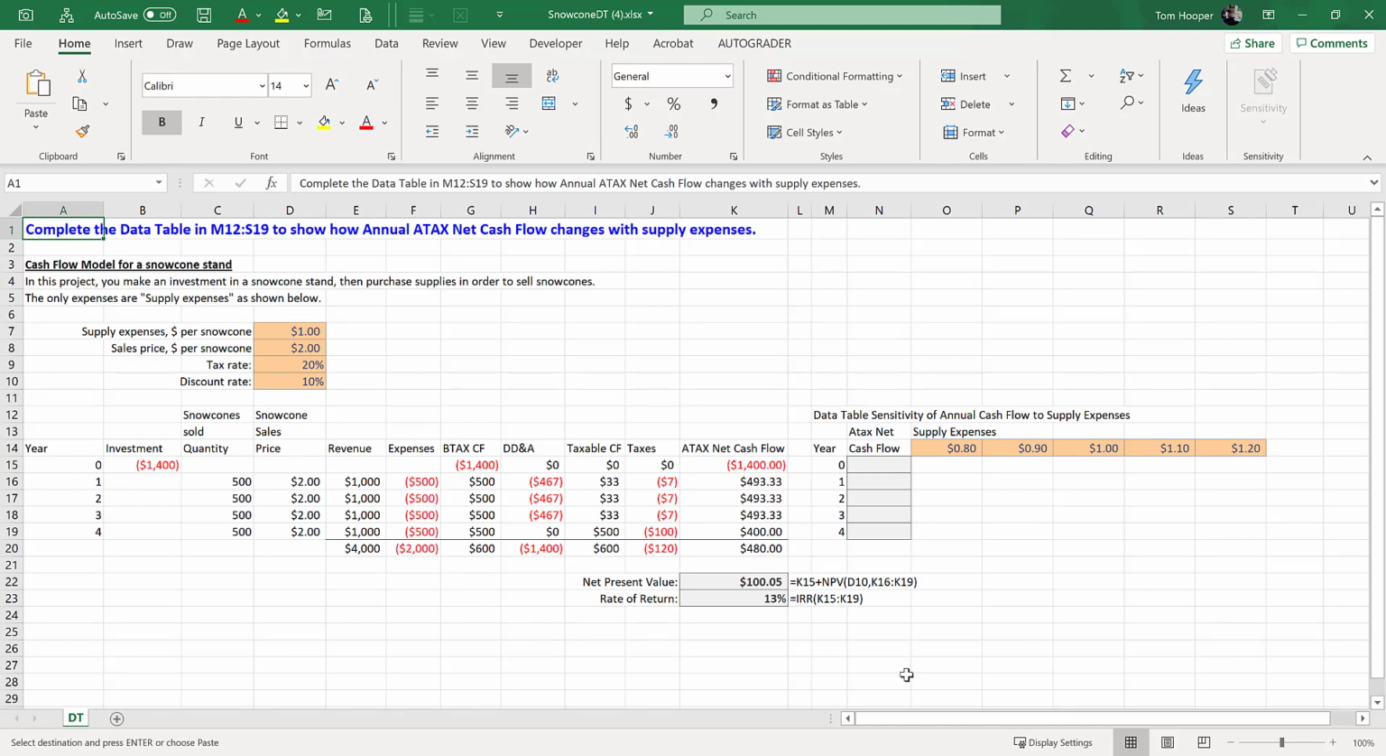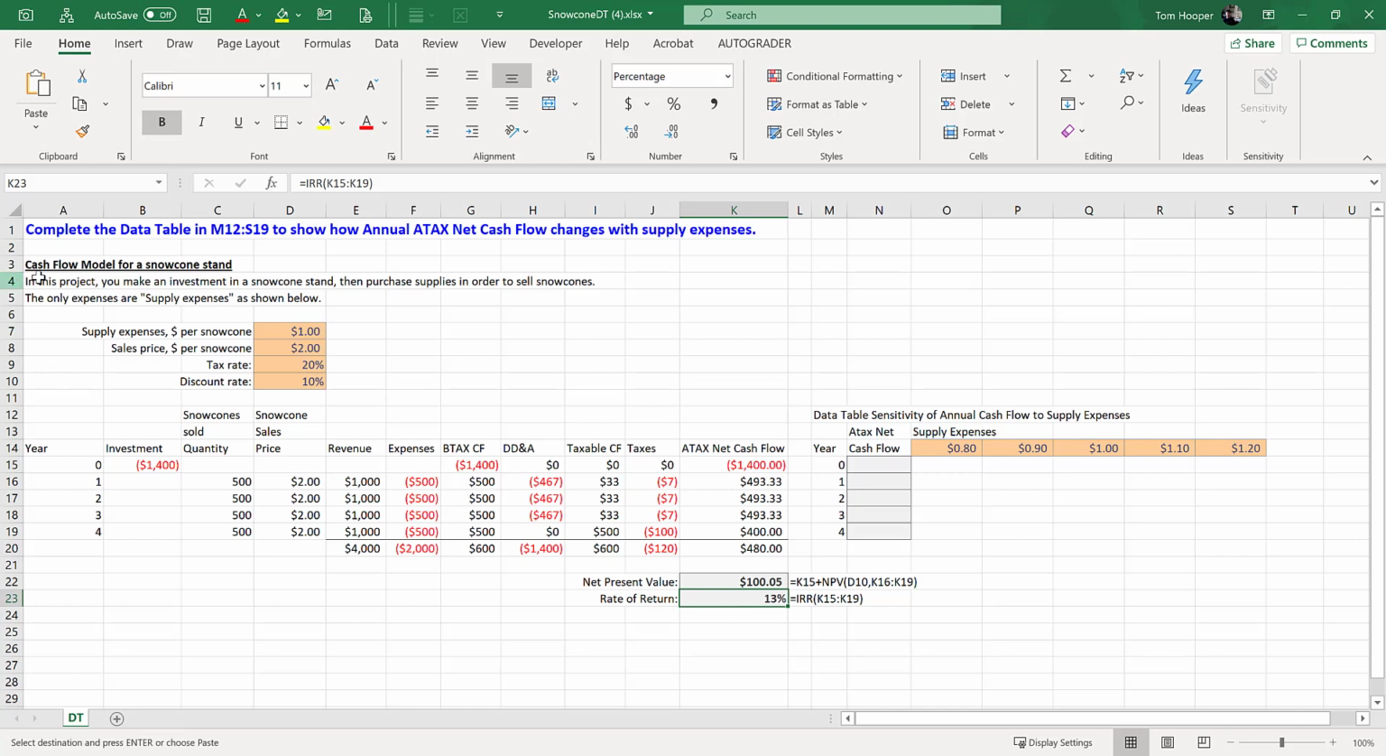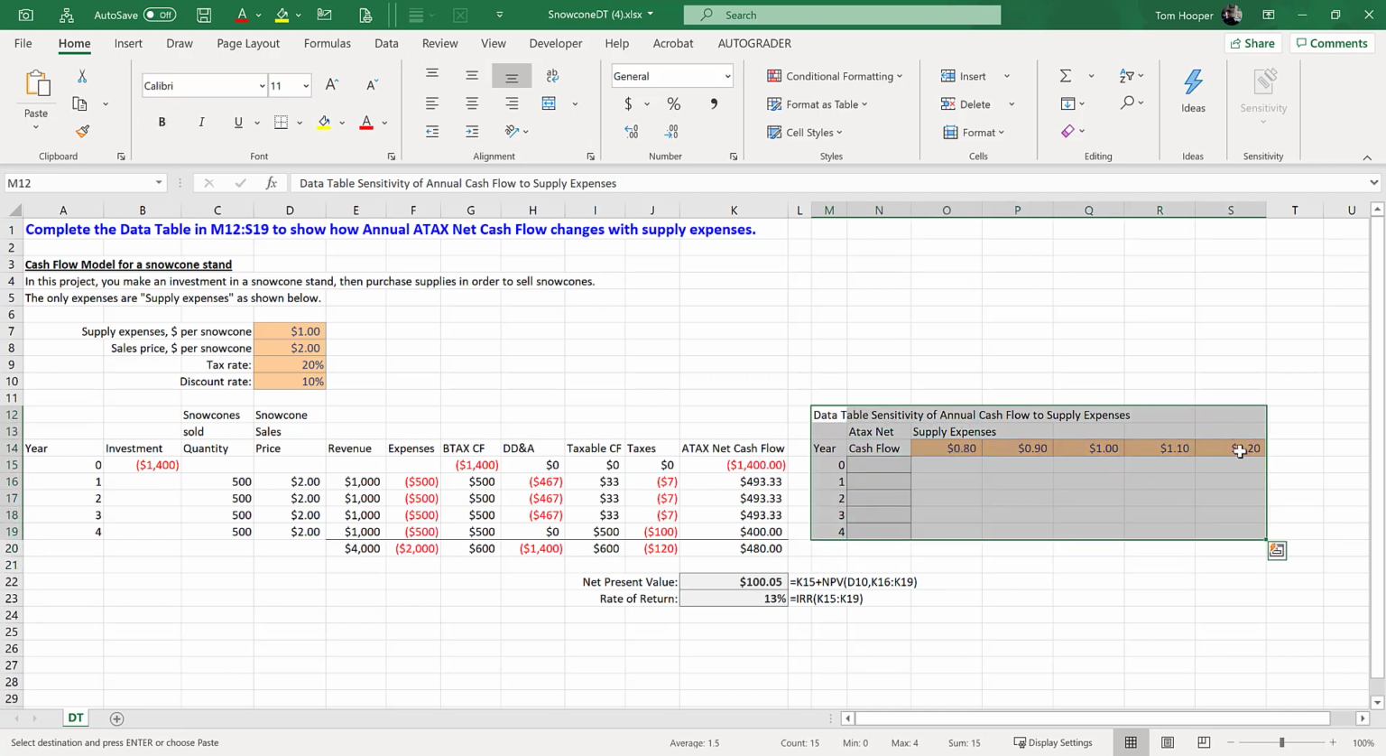On the snow cone problem, I give you a pretty big model, but when you look at it closely, you realize I just did a save as from the discounted cash flow video. I've got some inputs. I've got quantity times price gets to revenue, and this should be very reminiscent of the first problem on the test when we were dealing with lawns. I've already calculated NPV and rate of return for you, and I say complete the data table in M12 to S19. So in that area, complete the data table to show how annual ATAX cash flow changes with supply expenses.